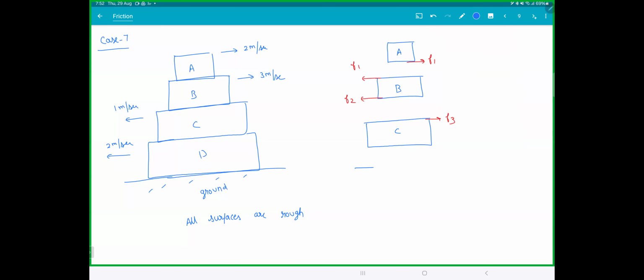Now, between C and D, who is going faster? D is going faster and C is going slower. So I need to support this guy. This is F2, sorry. And I need to oppose this guy. Between D and the ground, who is going faster? D is going faster, ground is not moving only. So I need to stop this. So this is F ground.